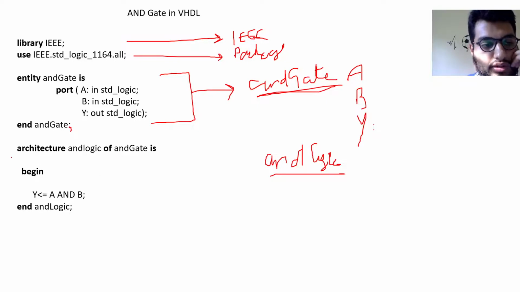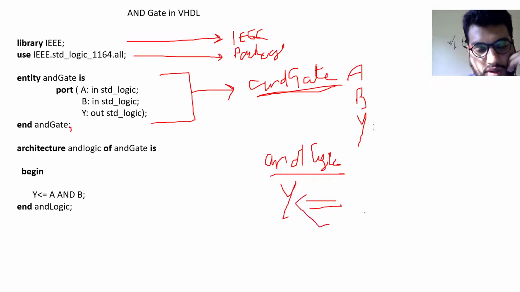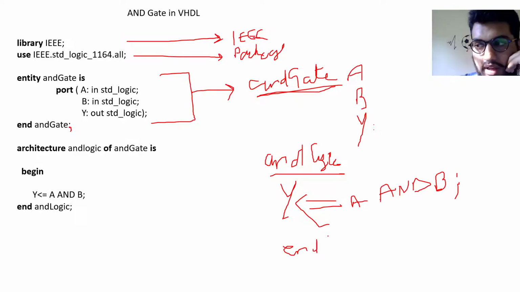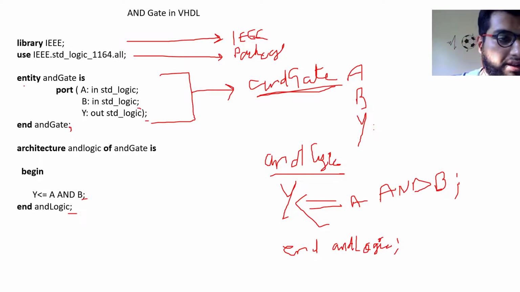Then we have begin, and then Y assigned A and B, terminated by a semicolon. This architecture is terminated by the end statement followed by the architecture name, here AND logic, followed by a semicolon. You should not forget these things: semicolons and proper use of libraries and packages.